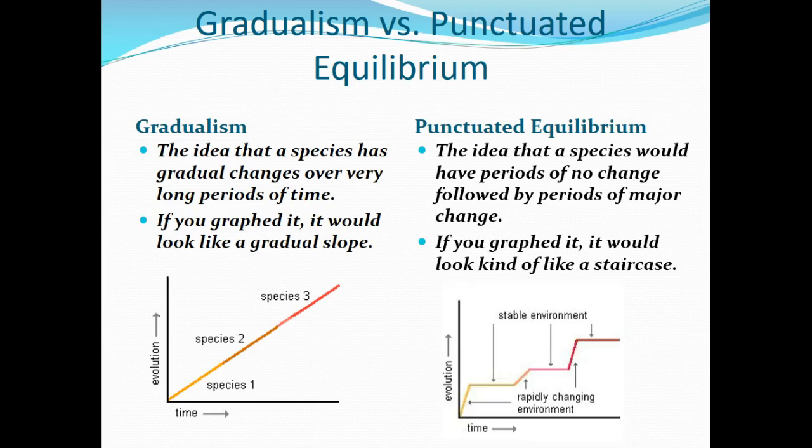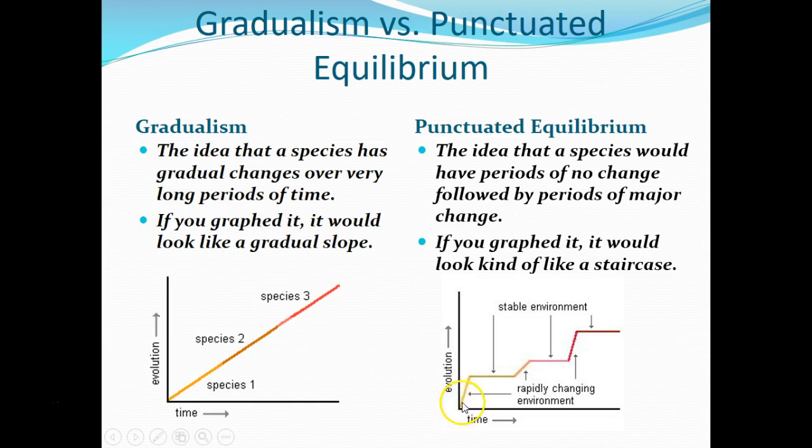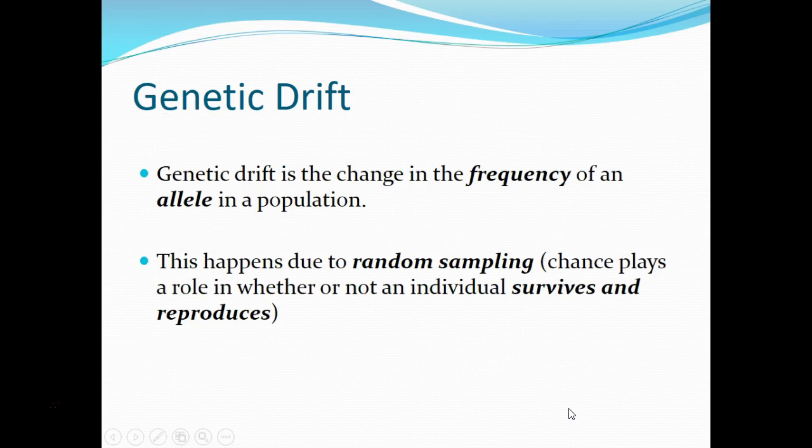So if you graphed punctuated equilibrium, it would look more like this. Notice the slope of this curve is much, much steeper than in gradualism. Then here's the time where the organism is going through no change. Then another period of rapid change, no change. And notice that when there's no change in the organism, the environment is relatively stable. So it's the changing environment that provokes, or is the impetus for, the rapid change in the organism.